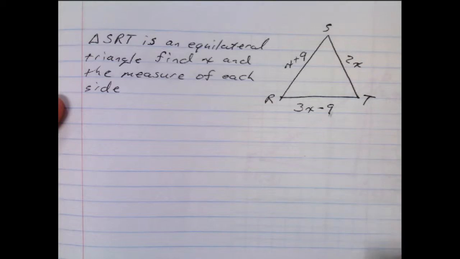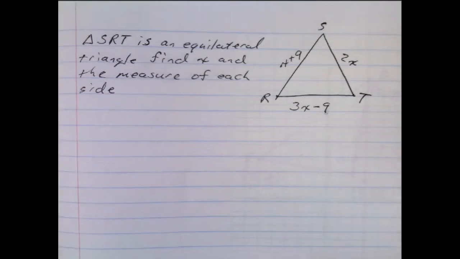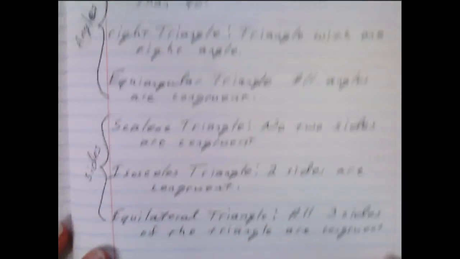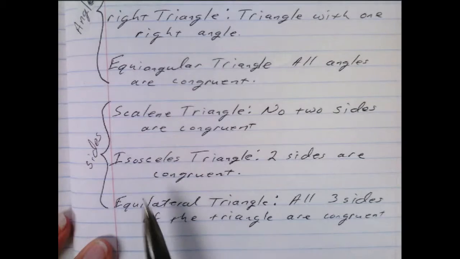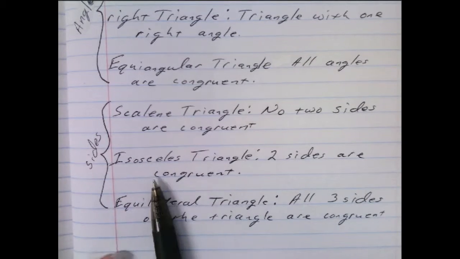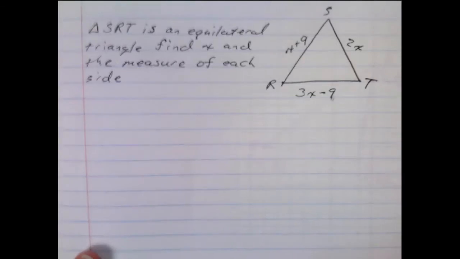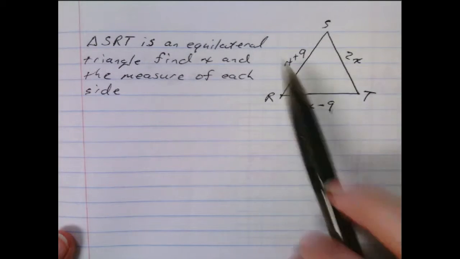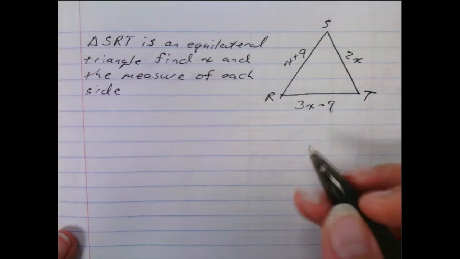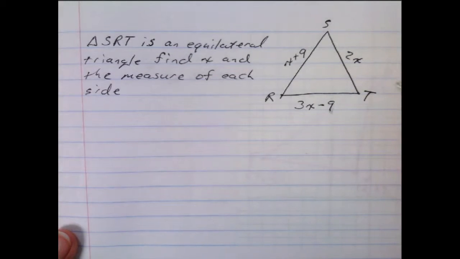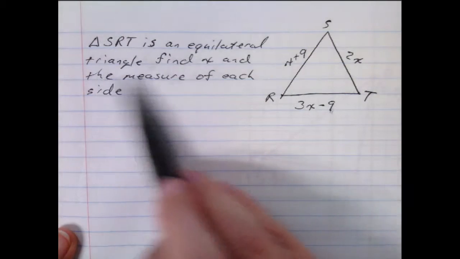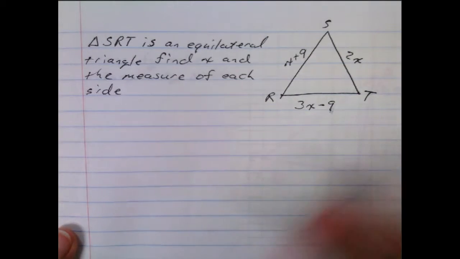Now we could do this with any of them. So we had our sides over here: scalene, isosceles, or equilateral. You could also do this with an isosceles triangle. If you have two sides that are congruent, you could find x. Since we know all three are the same, first thing we're going to do is set two of those equal to each other so that we can find x. And then it also asks us to find the measure of each of the sides.